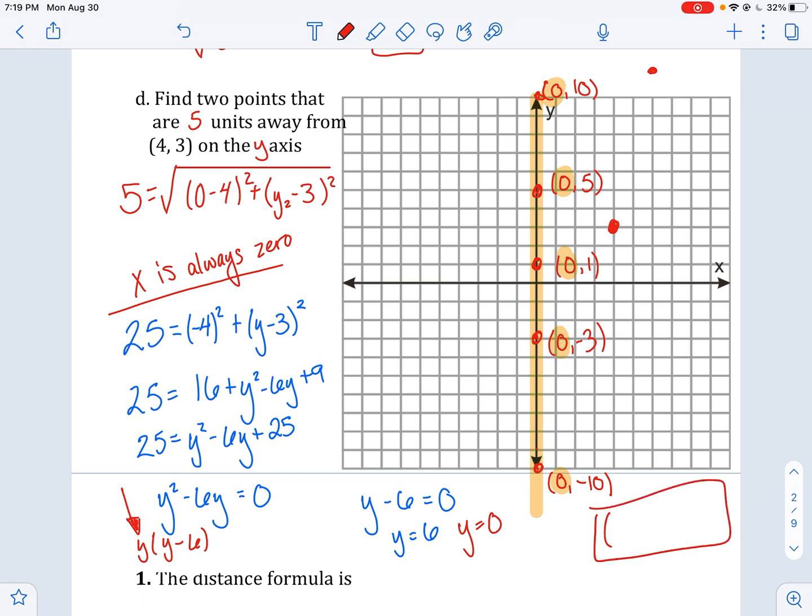So it would be x is always 0, if you remember from earlier, 0, 0, and 0, 6.